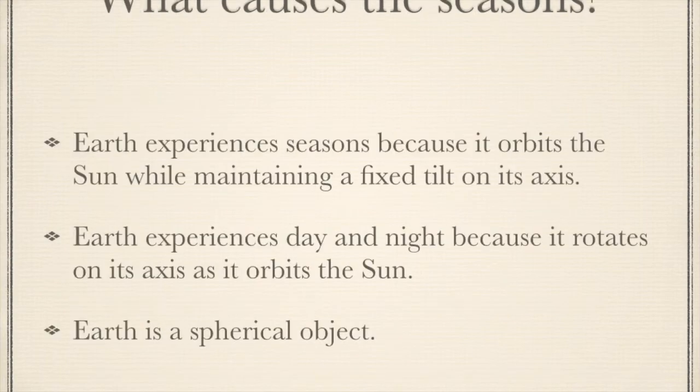So to tie all this back into what actually causes the seasons, we were able to show that Earth experiences seasons because it orbits the sun while maintaining a fixed tilt on its axis. Earth experiences day and night because it rotates on its axis as it orbits the sun. And lastly, Earth is a spherical object. So hopefully this presentation was able to show that the Earth's seasons are caused by its tilt and its position relating to the sun.